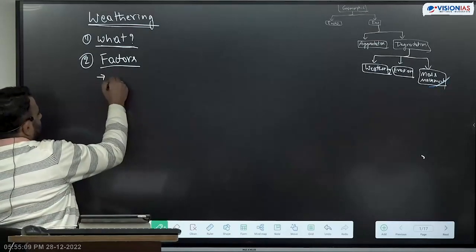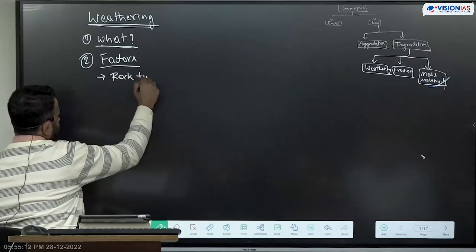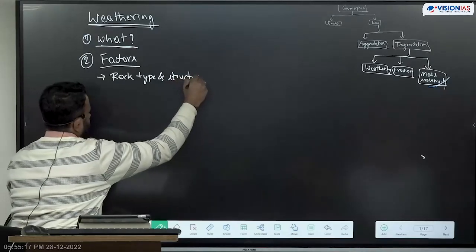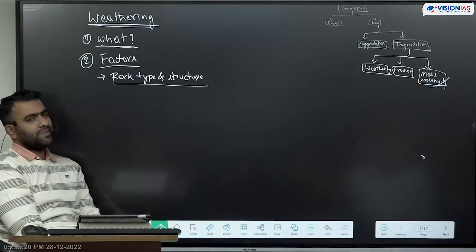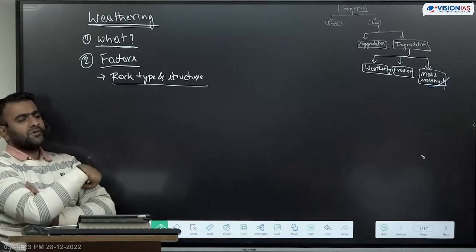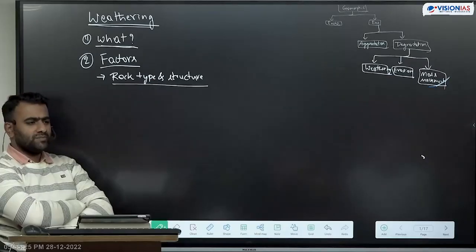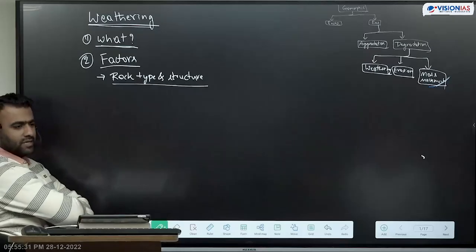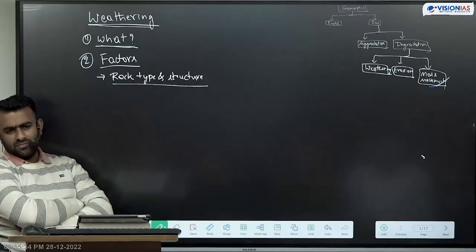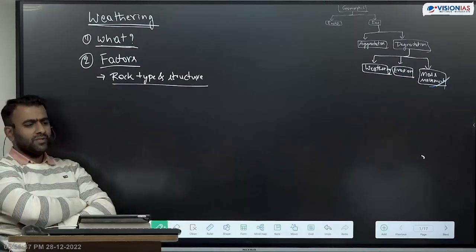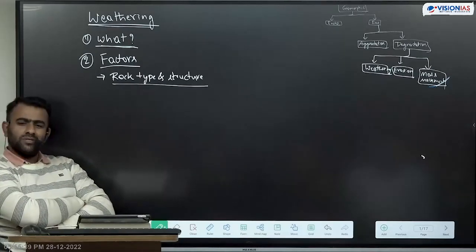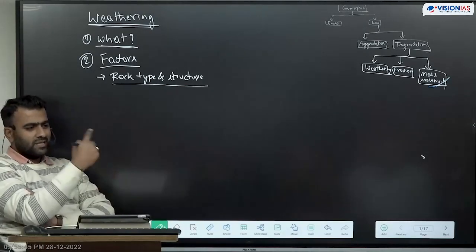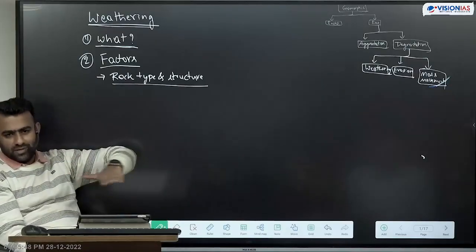The first one, rock type and structure. Rock type and structure is a primary factor which will decide the rate of weathering. That's because some of the rocks weather faster, some of the rocks weather slower. So which rocks are weaker? Sedimentary rocks. They are made up of multiple different layers, with bedding planes. They're made up of multiple layers.